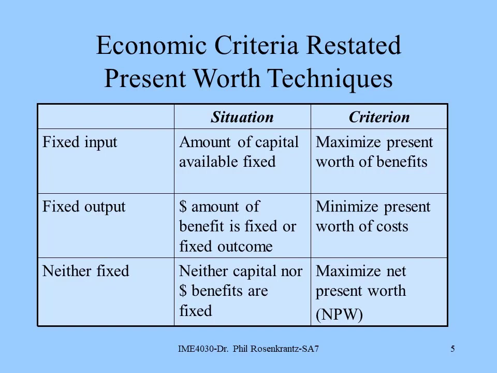But often, and probably more often than the other 2 cases, we don't have a fixed amount we're going to input, and we don't have a fixed output. And so when that happens, our goal is to maximize the difference between the present worth of benefits and the present worth of costs. And we call that difference the net present worth. Let's go to slide number 6 for examples.